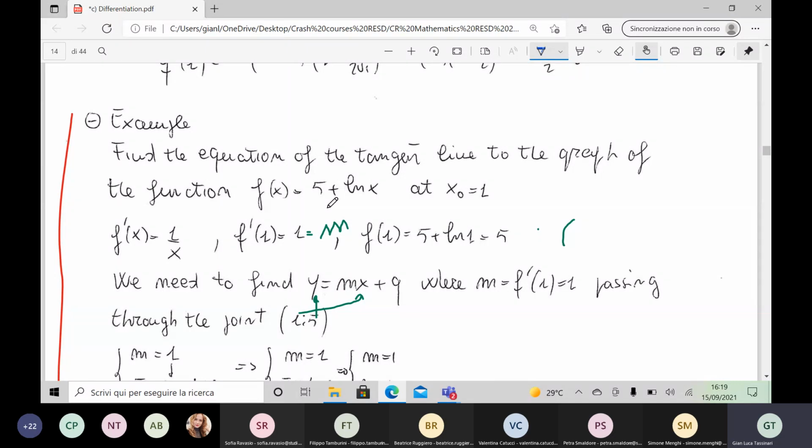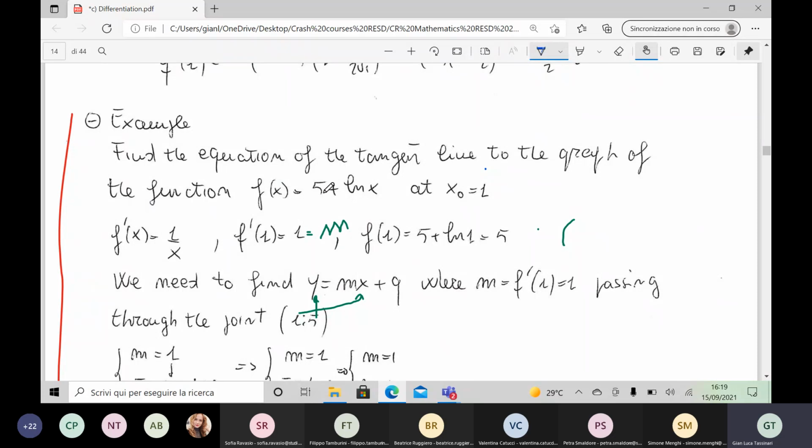So find the equation of the tangent line to the graph of this function at the point x0 = 1. We have everything. Why do we have everything? First of all, now we have a new way to find the slope, because we want to find the slope of the tangent to the graph of this function. So first of all, I compute the first order derivative of this function.